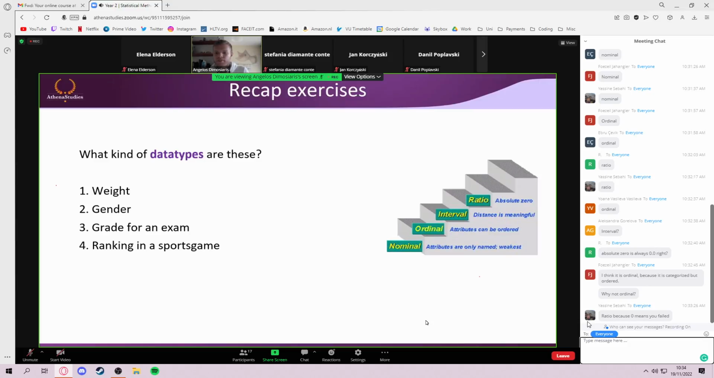So ratio variables can also describe attributes that can be ordered, but with a difference that we have an absolute zero. So here we have a grade for an exam. So 0 means you don't have a grade. I mean, you did everything wrong.